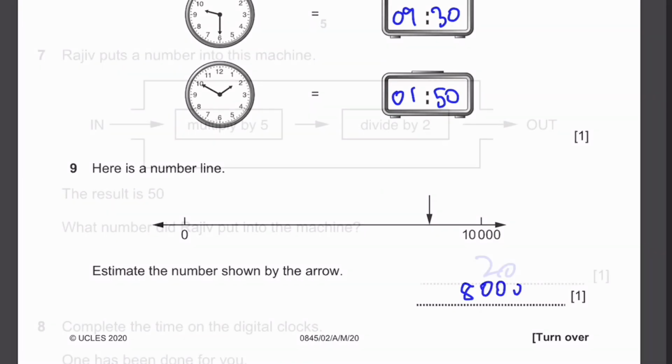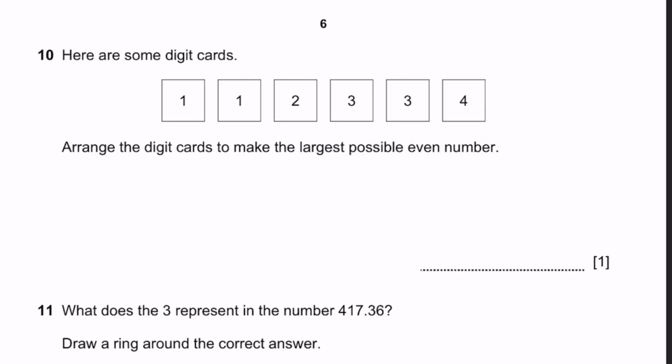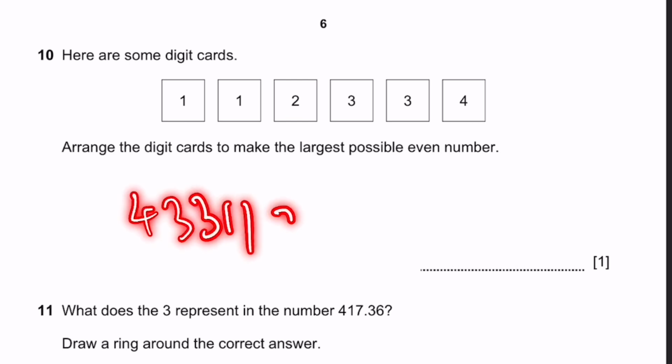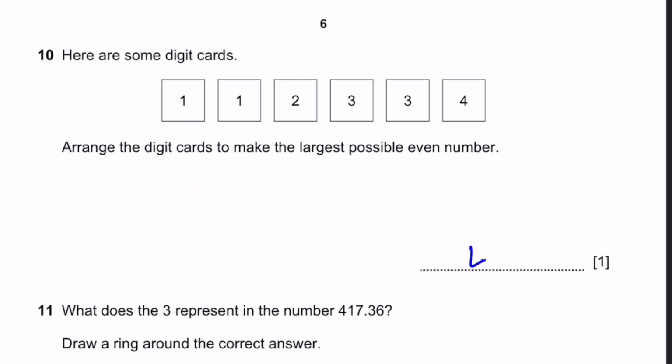8,000. Question 10. Here's some digit cards. Arrange the cards to make the largest possible even number. So it should either end with a 2 or 4. If it has larger numbers at the front, smaller numbers at the back, then it'll be larger. So we have 4, 3, 3, 1, 1, 2. That's the answer.